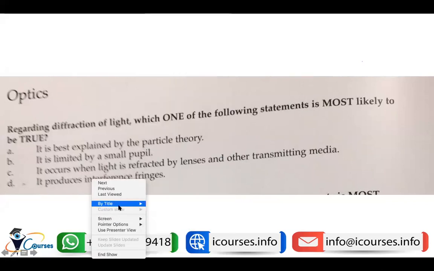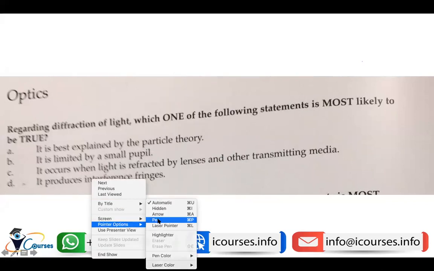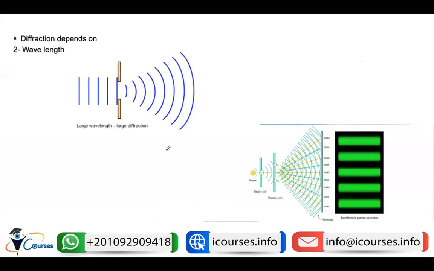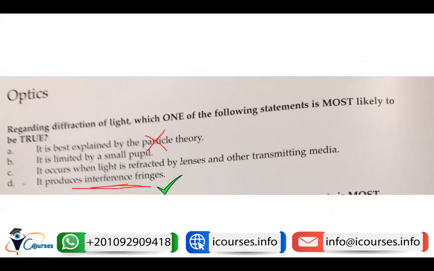So yes, let me bring my beautiful pen. Yes, that's right. It is producing interference fringes. So it is best explained by the wave theory. The larger the wavelength, the larger the diffraction. And it is also affected by the aperture. The smaller the aperture, the more the diffraction. That's why it is not limited by the small pupil. It is actually increased by a small pupil.